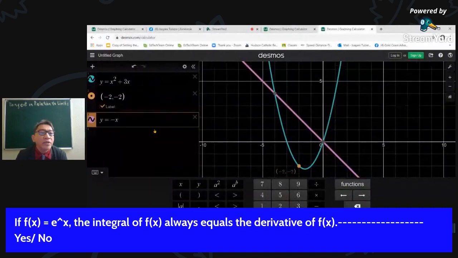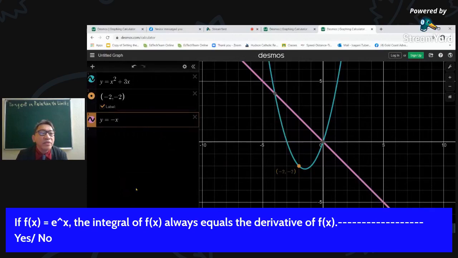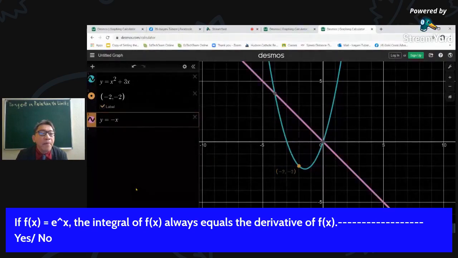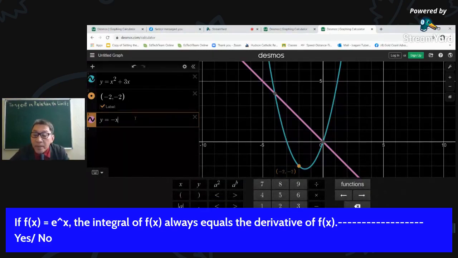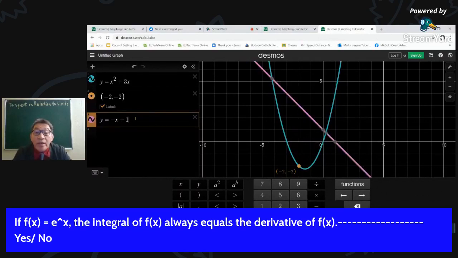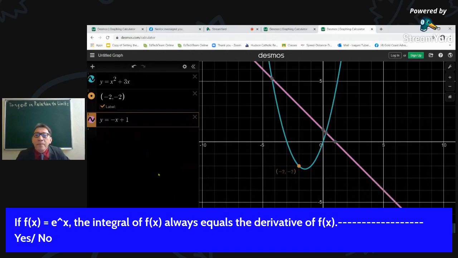Wait a minute. Negative 2 squared is 4. So negative x plus 1. Wait a minute, what's happening here? It should be on this one here.